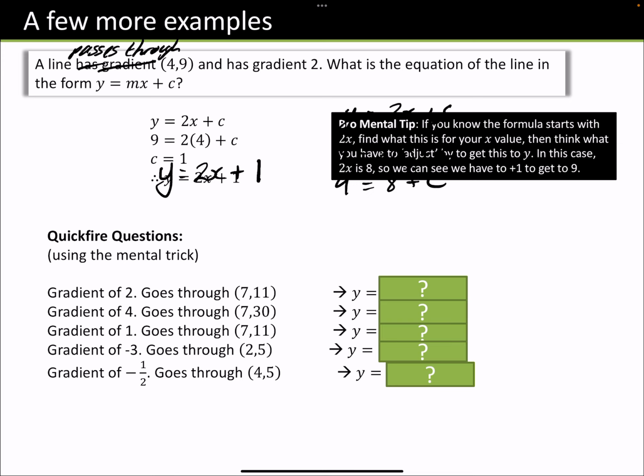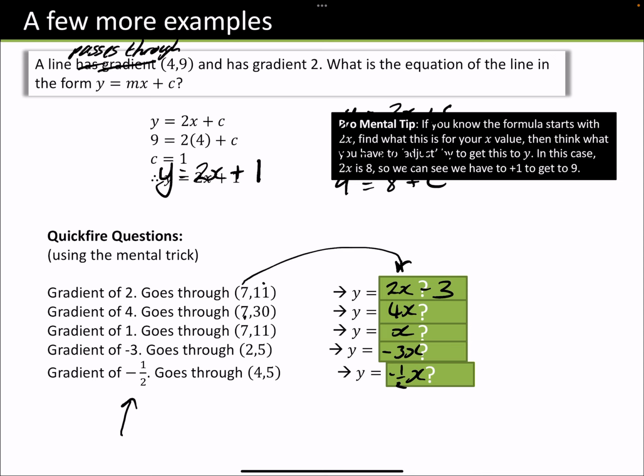Now, let's have a look at what we've got down here. Okay, so we're going to start, first of all, with these quick fire questions. Let's start putting the gradients in. So y equals 2x, 4x, x, minus 3x, minus a half x. Now then, if you put 7 in here, we get 14. But we don't want 14, we want 11. So we just take 3 off.